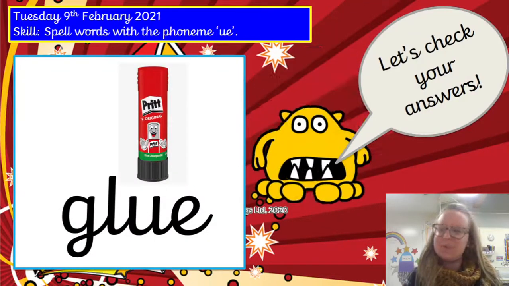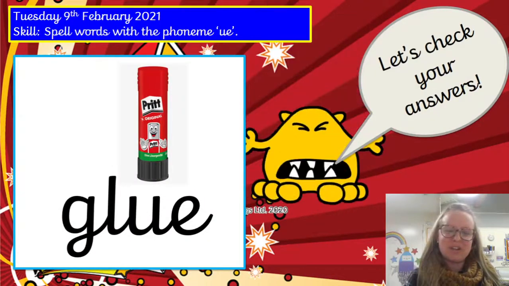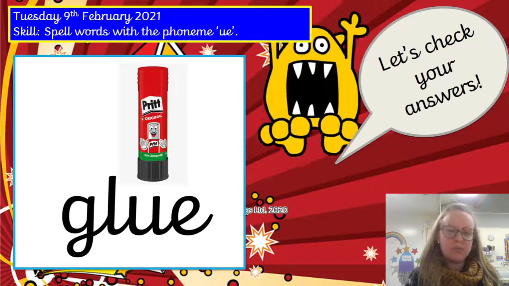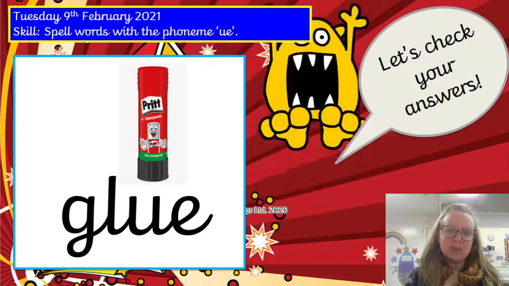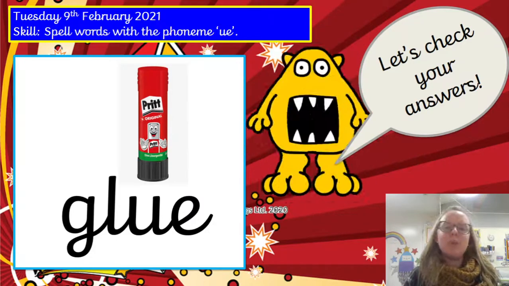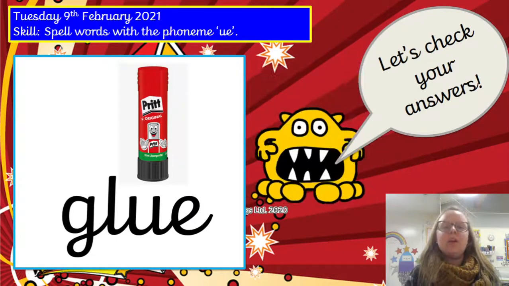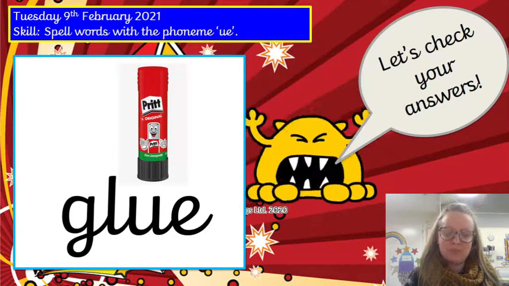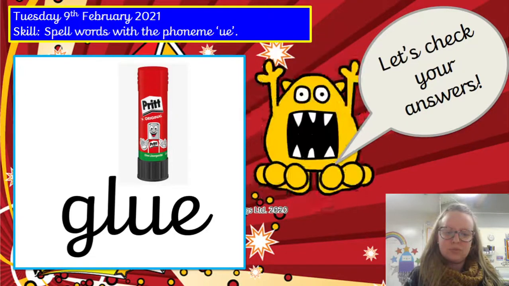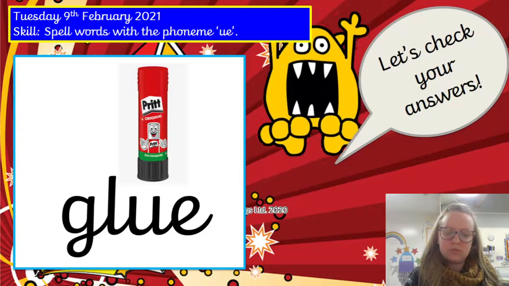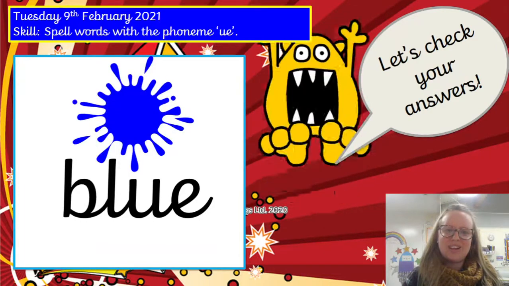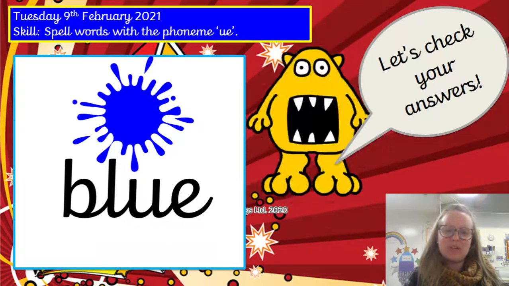Glue. Okay, check your word. Did you get that one right? Hopefully, as you had a sneaky peek. Okay, the next word, I'm not going to give this one away, it's blue. Let's sound it out. B-l-u, blue. Write that word down for me. Okay, check your word. Did you spell it correctly?